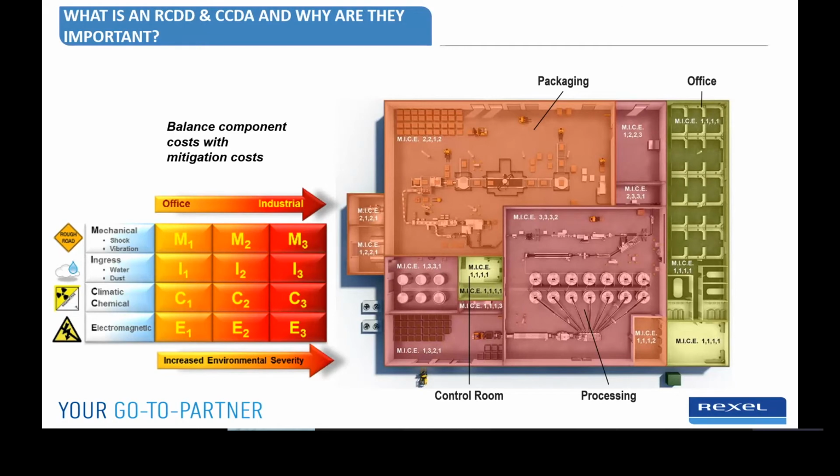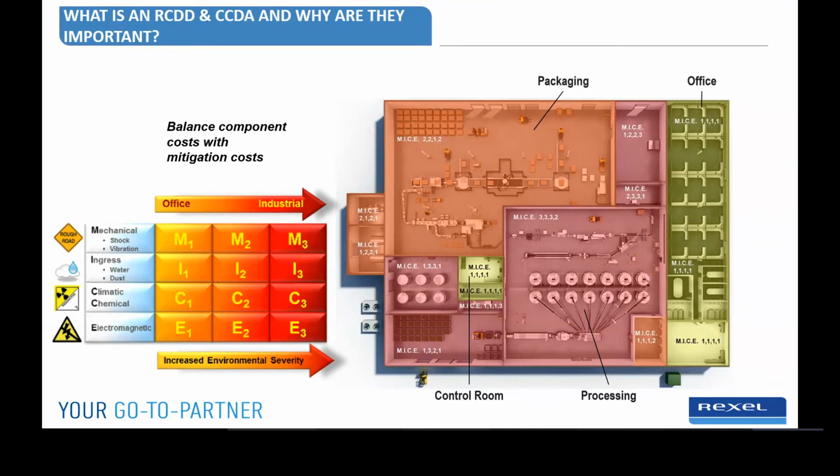Yep, absolutely. So the RCDD actually stands for Registered Communications Distribution Designer. They take into account more of the physical side of a network design. So that's really what we have going on in this document, in this picture here. They take into account pathways throughout the network. They take into account how the grounding and bonding for that network should be, and then they take into account what they call MICE: the mechanical, ingress, climatic or chemical, and electromagnetic.